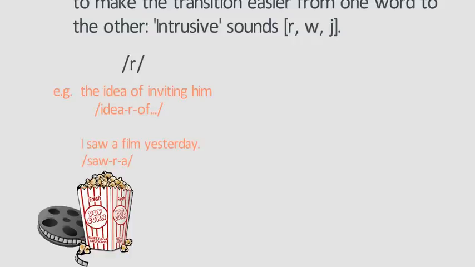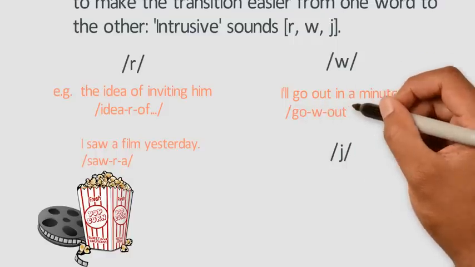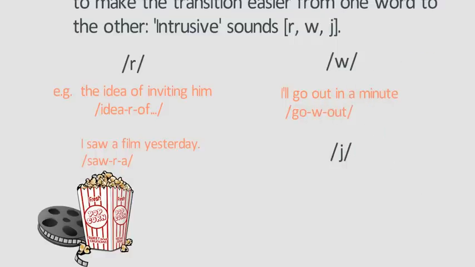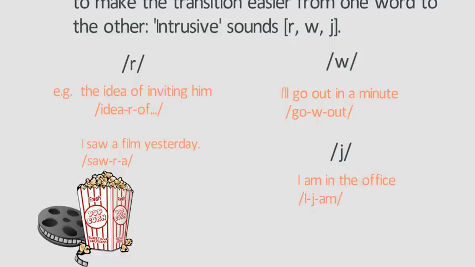We also use other sounds to link words, in this case the W and the Y sounds. We will have a W when there is a U involved. For example, I'll go out in a minute. Go out. I'll go out in a minute. We will have a Y when there is an E sound. For instance, I am in the office. I am in the office.